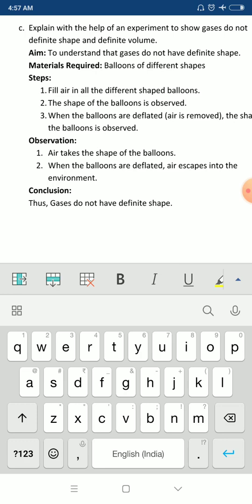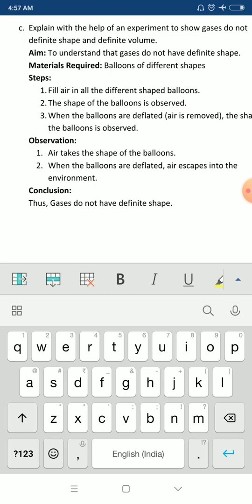Air takes the shape of the balloons. If the balloon is in the star shape, the air will take the shape of the star. If the balloon is in oval normal shape, it takes the shape of the oval. Suppose the balloon is in the shape of a teddy bear. We have seen different shaped balloons. So if the shape of the balloon is different, the air will take the shape of that balloon.